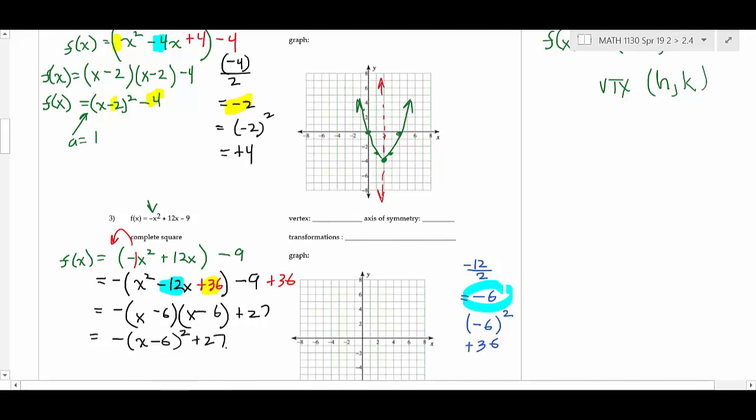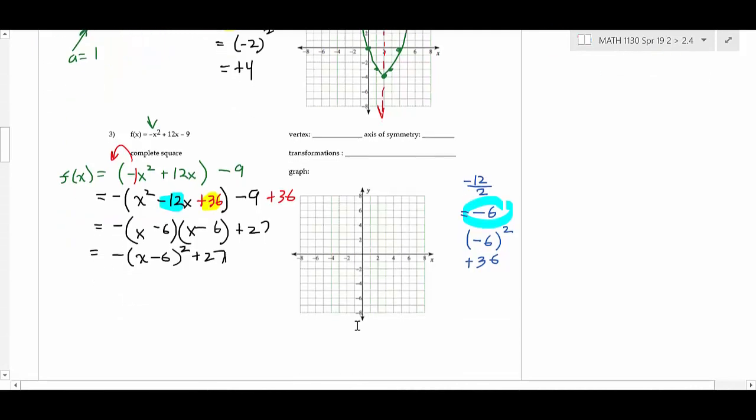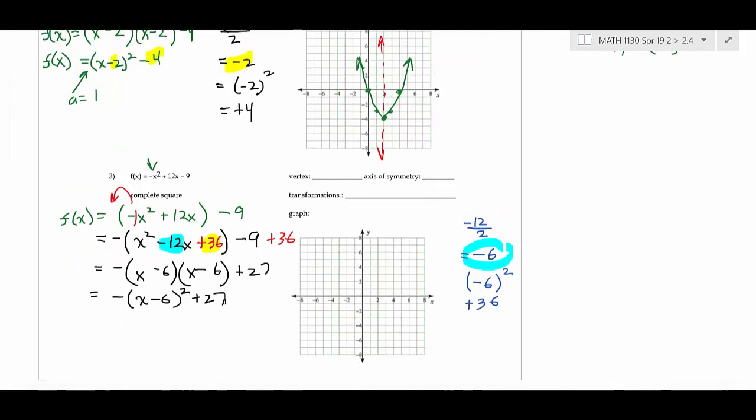That's kind of out of room on my graph, which is okay. I'm going to just talk through how you do the graph anyway, so I'm not going to do the graph accurately. Okay, tell me what the vertex is. 6, 27. Okay, so it's (6, 27). The transformations, what are they? What does the 6 do? Right 6. What does the 27 do? Up 27. So you've got right 6 and then up 27. Axis of symmetry is just x equals 6.